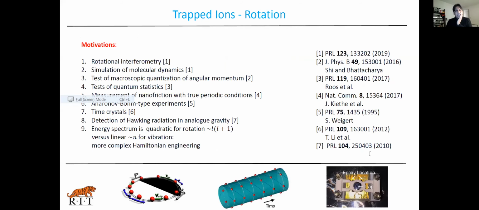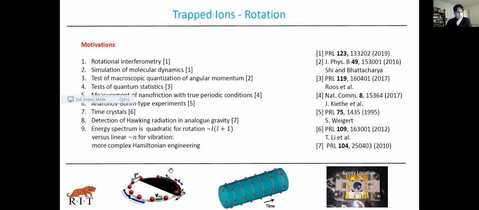Okay, so all this is about linear vibration. Our interest is actually in the rotation of ions. And there's a good bit of interest now because there's a whole bunch of things you can do with ions that are rotating around in a circle like shown here. You can do various kinds of rotational interferometry. You can simulate diatomic and polyatomic molecules, because these are essentially molecules, except the bond length is in microns instead of nanometers or angstroms. You can test the microscopic quantization of angular momentum. You can have two of them and make them switch places and test quantum statistics.